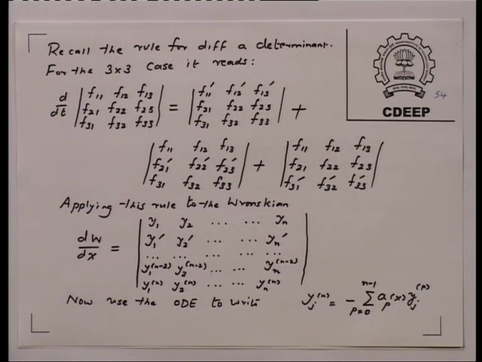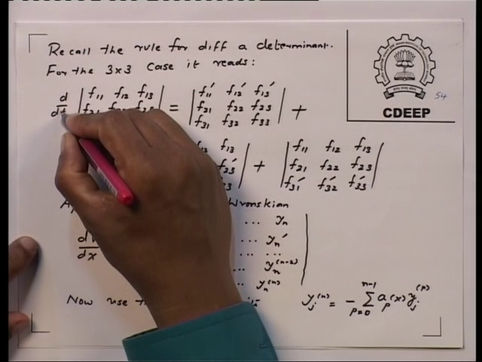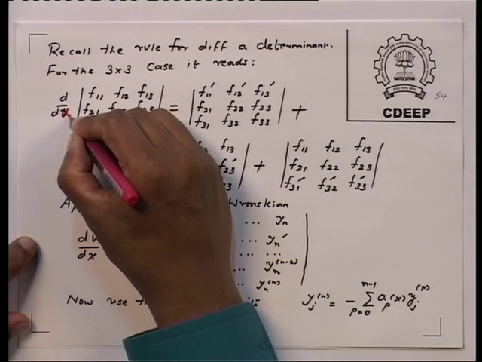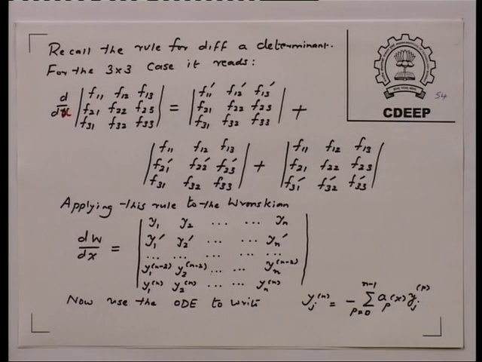So here it is. Recall the rule for differentiating a determinant. I illustrate it with a 3 by 3 example. The derivative is the sum of 3 determinants. It should be x because we have been using x all along. So d/dx of the 3 by 3 determinant.